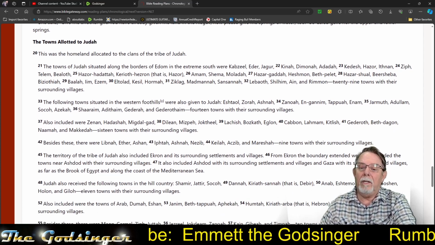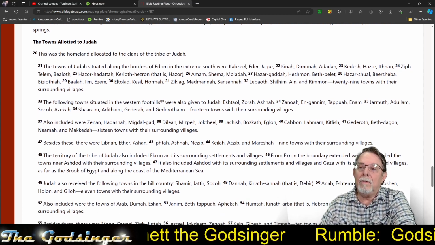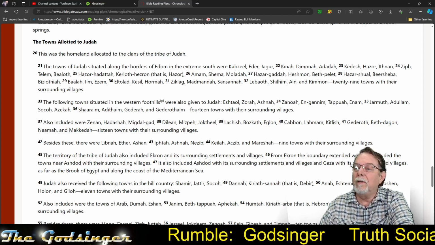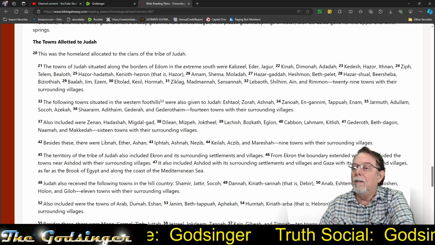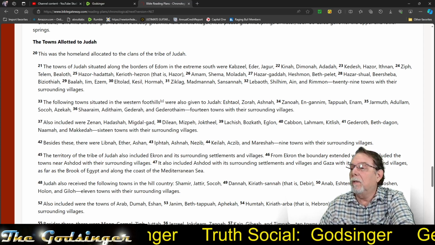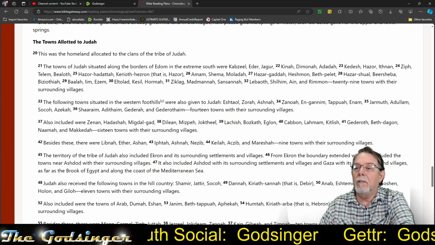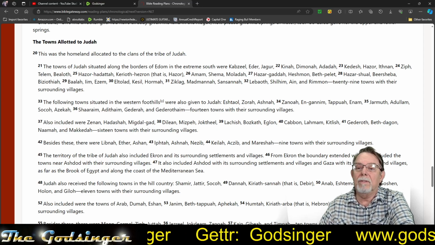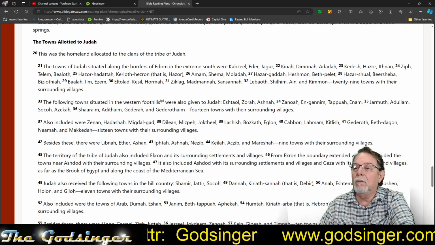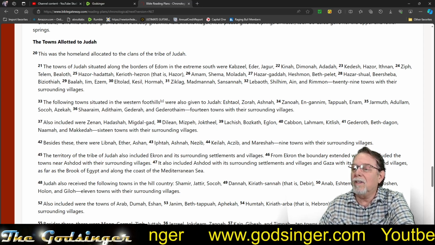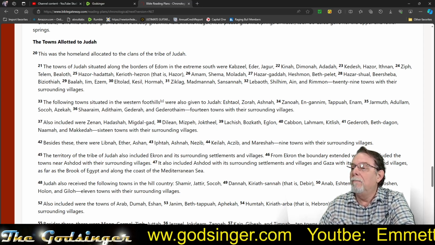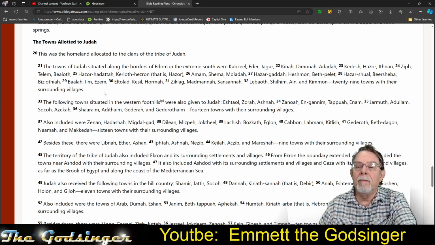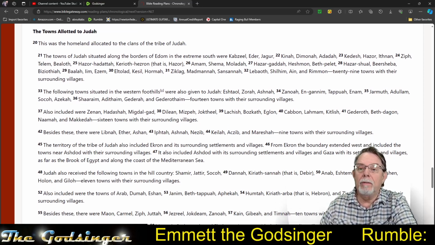Towns allotted to Judah. This was a homeland allocated to the clans of the tribe of Judah. The towns of Judah situated along the borders of Edom in the extreme south were Kabzeel, Eder, Jagur, Kinah, I'm not going to say all these. See all these words? Hazor, Hadattah, Kerioth, Hezron, Amam, Shema, Moladah. I can't pronounce any of these words, okay? And Rimmon. 29 towns with their surrounding villages. Towns allotted to Judah.